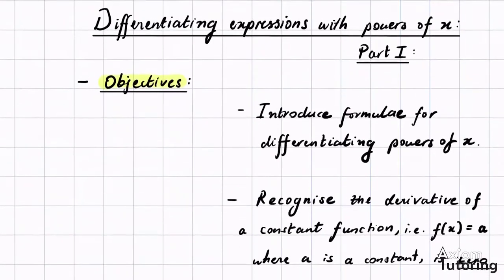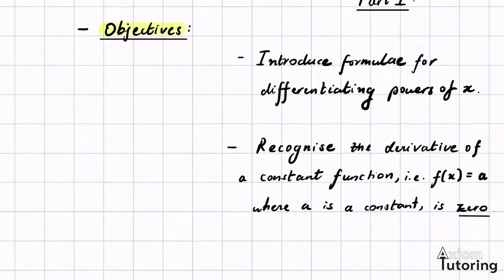In this video, we're differentiating expressions with powers of x, and this is part 1. So our objectives in this video are just to introduce formulae for differentiating powers of x, and we have two special cases. The main one we're going to look at here is to recognize that the derivative of a constant function, that's a function where f of x is equal to a constant number a. When we find the derivative of a constant function, we always get 0.